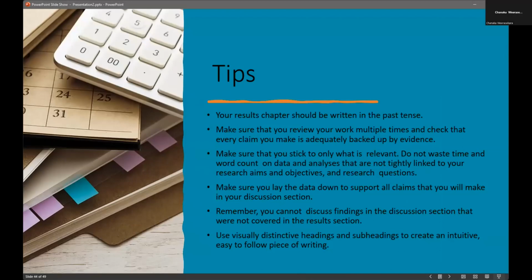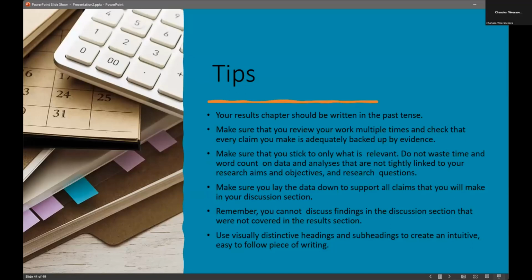The first thing is that your results chapter should be written in past tense. Whether it is quantitative or qualitative, it doesn't matter. It should be written in past tense, because we have already conducted the analysis, and we are just presenting the data, the information, or the findings. Then the second one is make sure that you review your work multiple times, which is very important, and check that every claim you make is adequately backed by evidence.